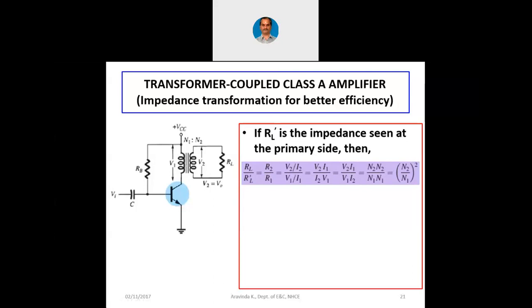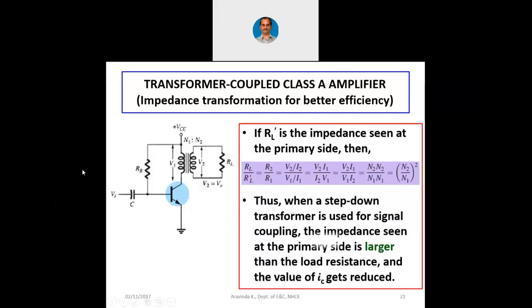So we have a ratio here, N2 by N1 whole squared, which basically means that impedance transformation is possible by choosing the turns ratio of the transformer accordingly. So thus, when a step down transformer is used for signal coupling, the impedance seen at the primary side is larger than the load resistance and the value of IC gets reduced. We will have to use a step down transformer here, not a step up transformer, for impedance transformation.